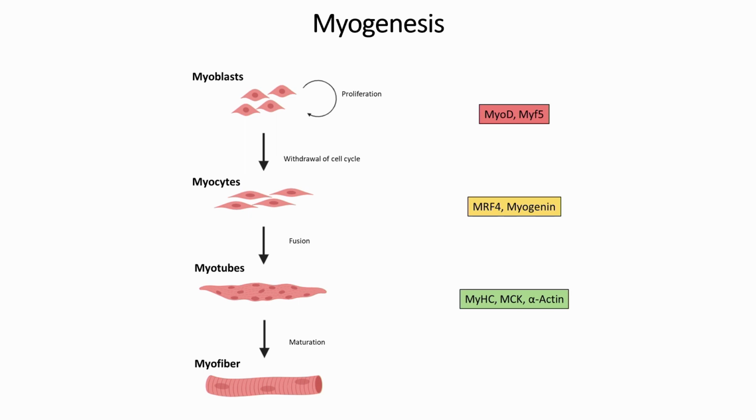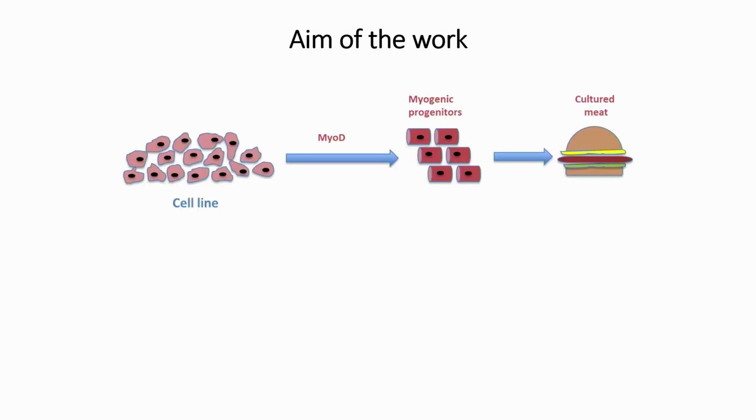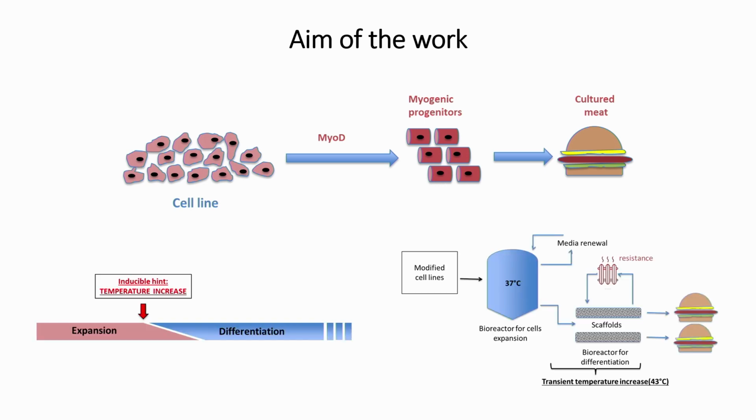MyoD is one of the main master genes that regulates myogenesis. So we decided to create a cellular system in which MyoD can be triggered by an external biophysical stimulus to create myogenic progenitors and muscle tissue for cultured meat production. Among all biophysical stimuli, we selected temperature. The idea is to expand the cells at 37 degrees, induce the differentiation by an increase in temperature, and then obtain the differentiated muscle tissue.